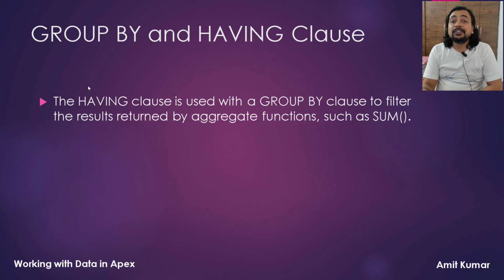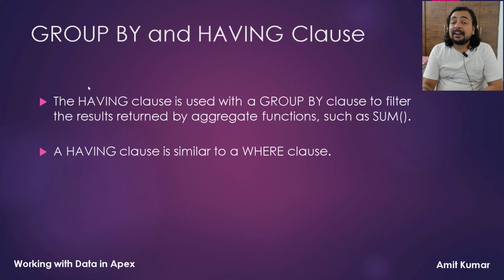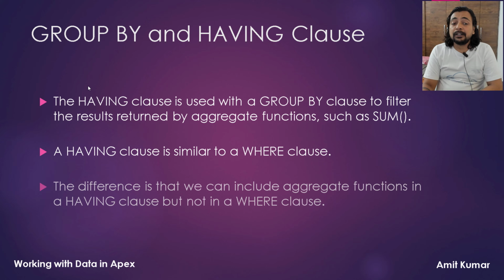The having clause is used with a group by clause to filter the results returned by aggregate functions such as sum, average, min, max, etc. A having clause is similar to a where clause, but there is a slight difference: we can include aggregate functions in a having clause, but not in a where clause.